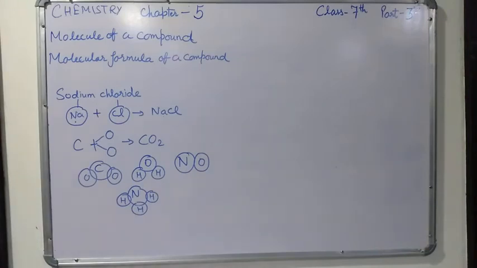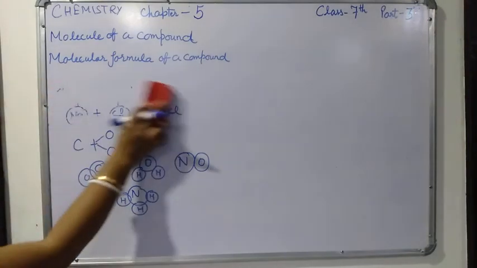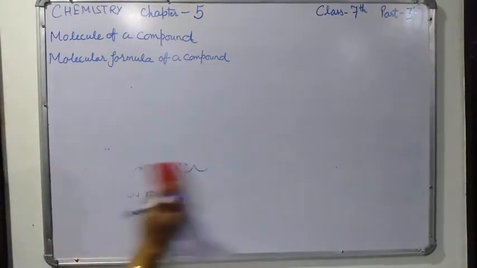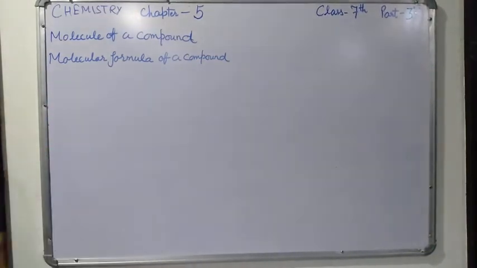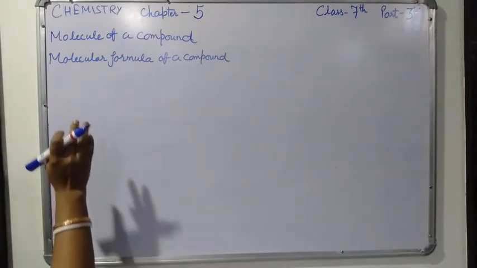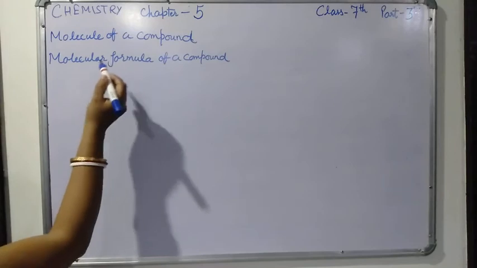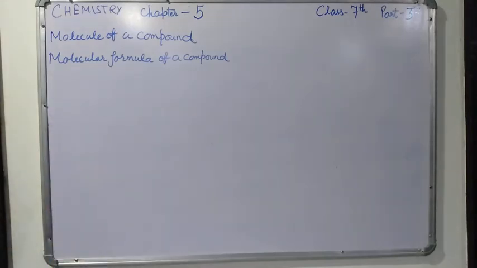Now the second topic is molecular formula of a compound. How will you write the molecular formula of a compound? Molecular formula of a compound is the symbolic representation of a molecule of the compound. When you are using symbols for writing the formula, it is called a molecular formula. It is represented by the symbol of the constituent elements followed by the number of atoms of each element in one molecule of the compound written as subscript.